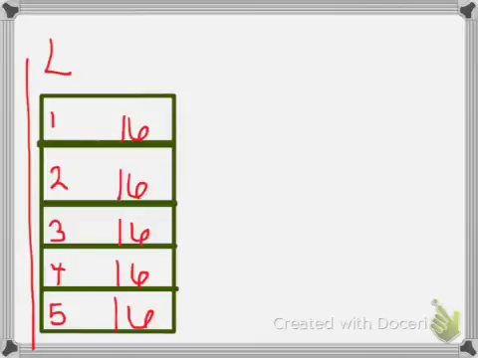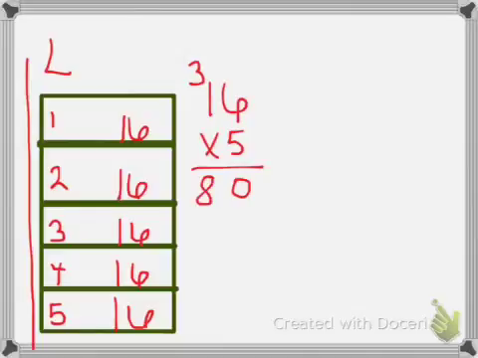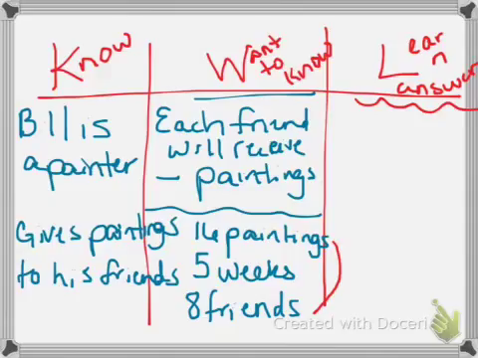So then I need to decide what I should do with this. Well, if I have 5 weeks with 16 paintings, that means I should probably multiply the 5 weeks times 16 paintings. When I multiply this out, I get 80 paintings. And I want the kids to pause here and check: what am I still trying to figure out?